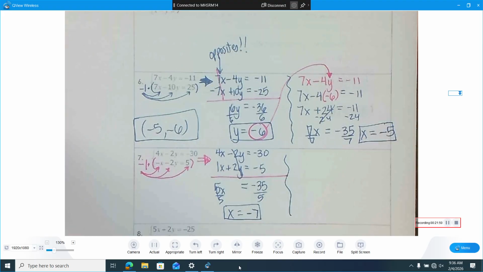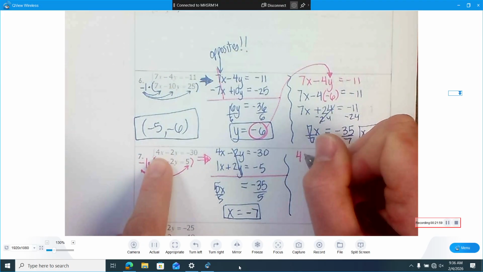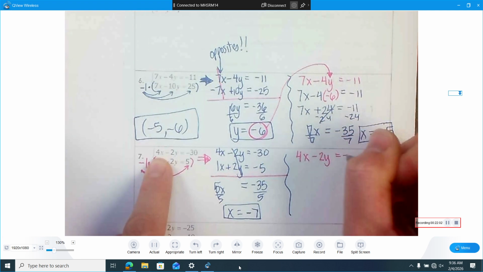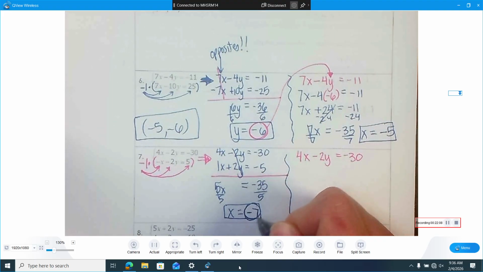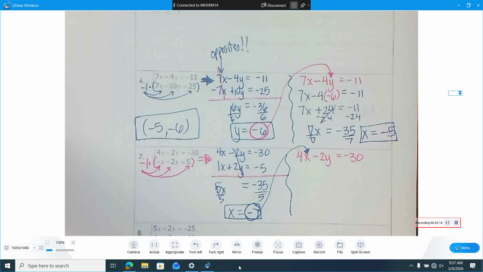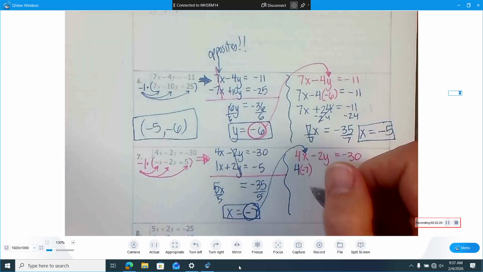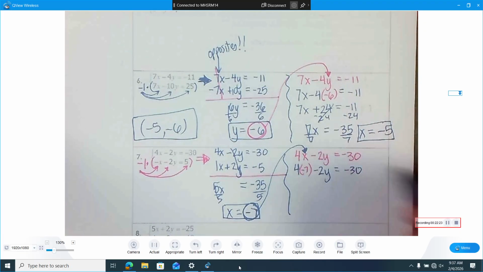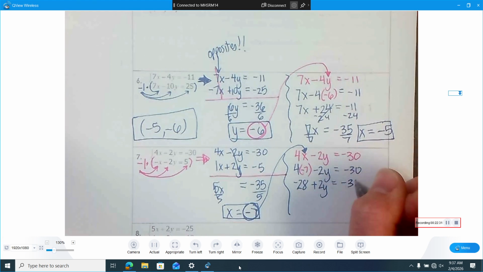Which equation do you want to substitute into? The top. I like the top just because it seems like there's less negatives, but you could pick either equation. So I'm going to use the top equation. And where are we plugging in this negative 7? It goes in place of the x. So we have 4 plugging in a negative 7 minus 2y equals negative 30. What is 4 times negative 7? Negative 28 plus 2y equals negative 30.